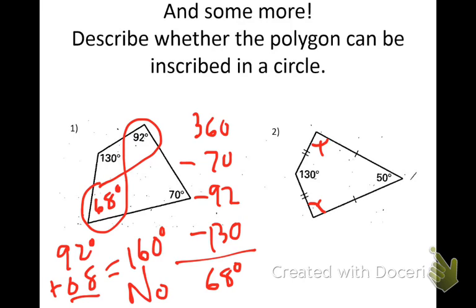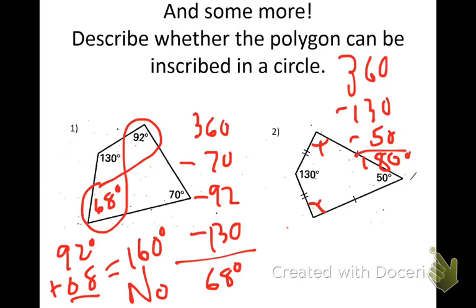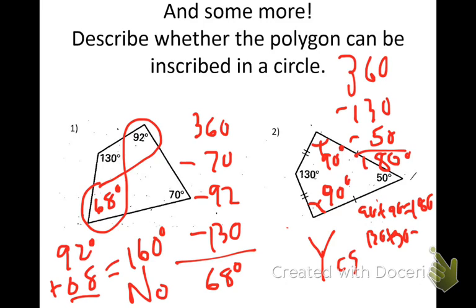360 minus 130 and 50, right? That's 180. We divide that by 2. They're both 90, right? Both of those are 90. So, yes, it can be inscribed, because we had 90 and 90, that's 180, and we had 130 and 50, that's 180. So the answer is yes. 90 plus 90 equals 180, and 130 plus 50 equals 180. All right. Any questions there?